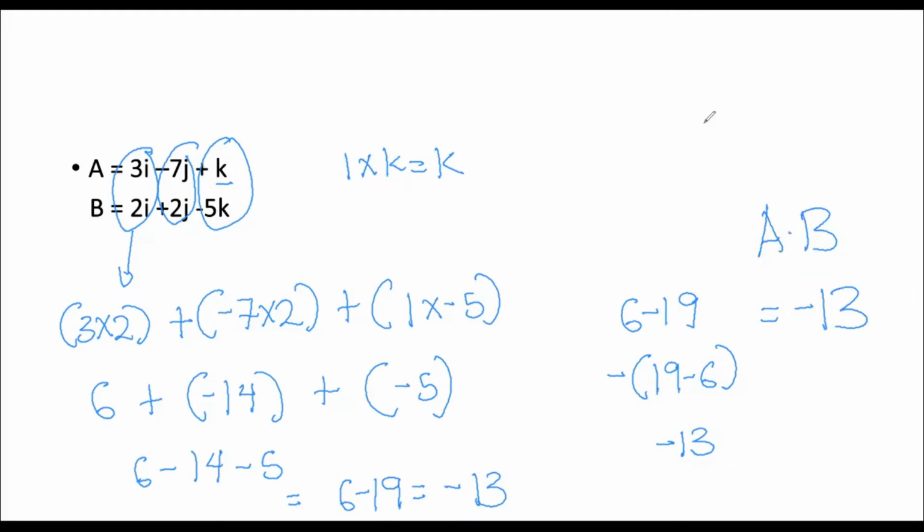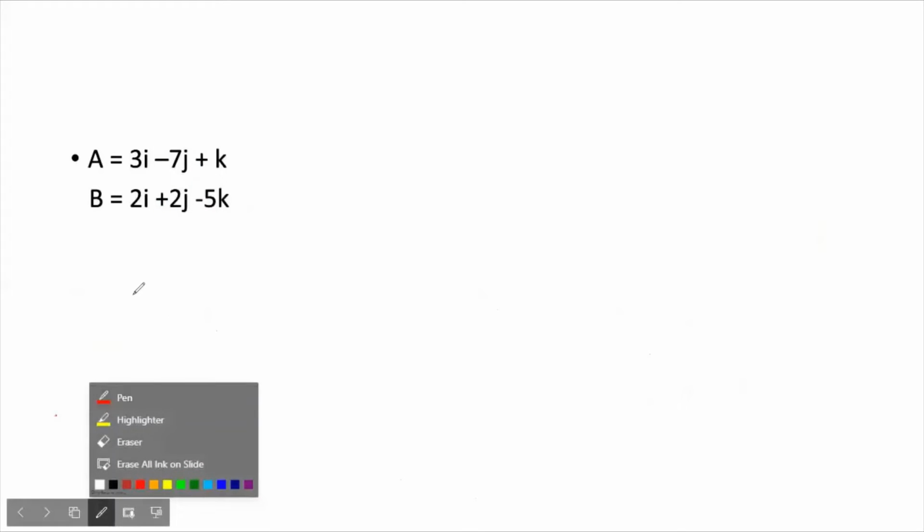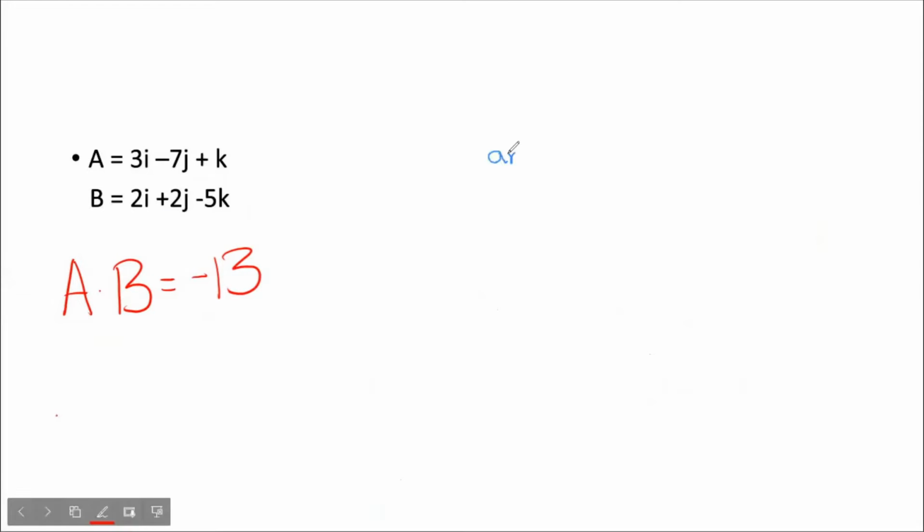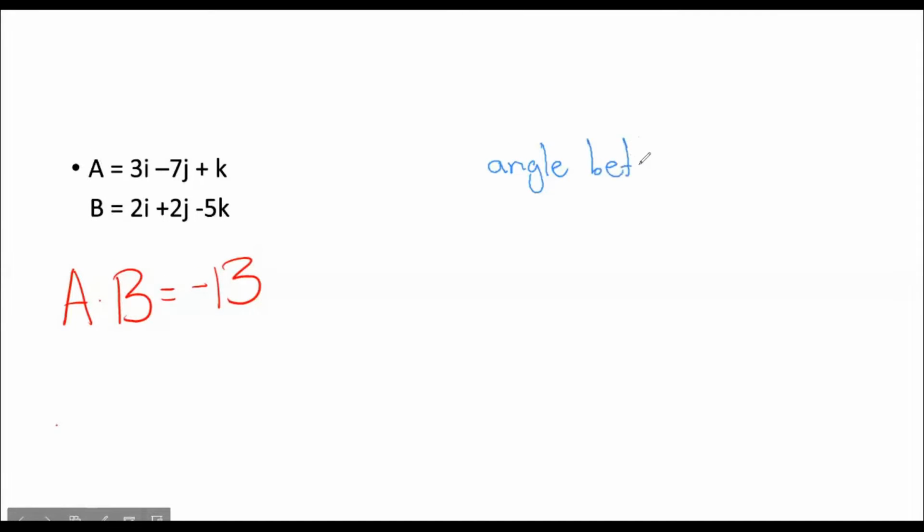Let me clear out the drawings. So it means that A dot B equals minus 13. Okay, now sometimes we're asked to find the angle between the two vectors. So sometimes we're given the vectors A and B, find the dot product, and then we're asked to find the angle between the two vectors.